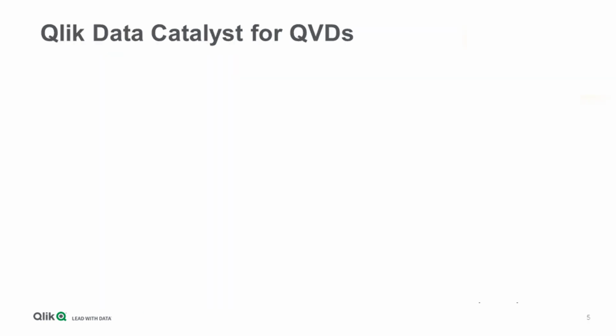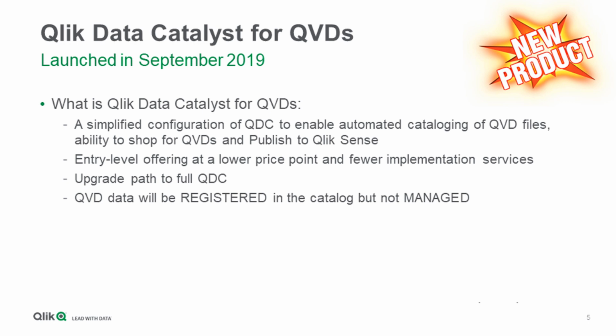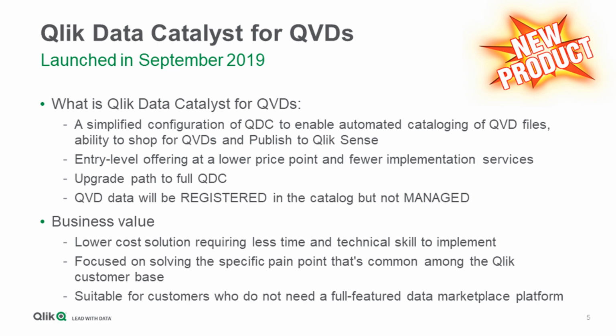We heard back from the customer base, though, and found that there was a need for a much simpler product with only a subset of those capabilities. So in September, we released a product called Qlik Data Catalyst for QVDs. And what it is, it's a smaller footprint of the Qlik Data Catalyst product that is built around an automated cataloging of your QVD files that allows your users to find those QVDs, right, have that same shopping experience in the catalog, and be able to go from that directly back into QlikSense. It's a lower price point, and it's got an upgrade path towards full QDC. If you don't need all of the capabilities, if your focus is you've got multiple layers of QVDs, you've got lots of different authors of QVDs, you're trying to get your hand around that, this is the kind of product that's going to meet those needs.